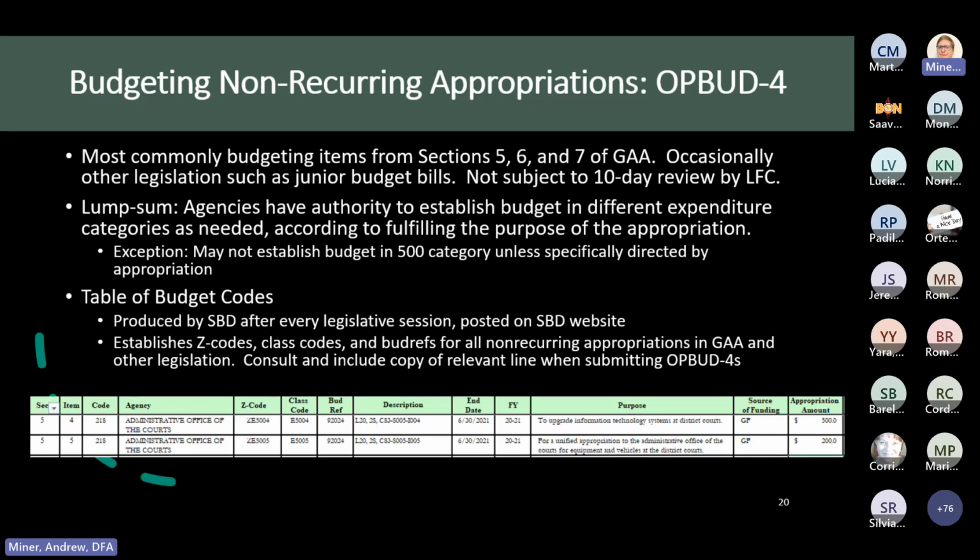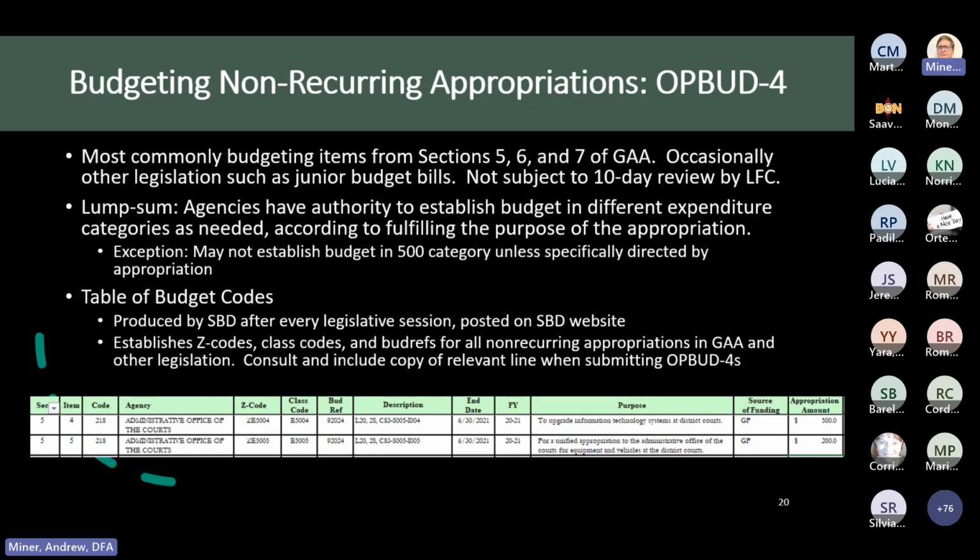These appropriations are lump sum, like I mentioned this morning. Agencies have the authority to establish budget in different expenditure categories as needed, according to fulfilling the purpose of the appropriation. And again, the general exception is that you cannot establish the budget in the 500 category unless the language of the appropriation or the purpose necessitates it. But generally not.